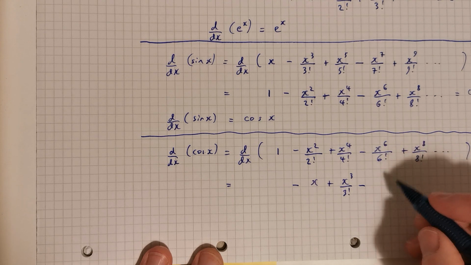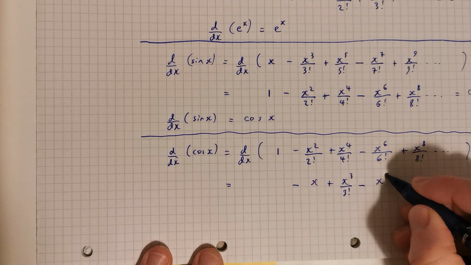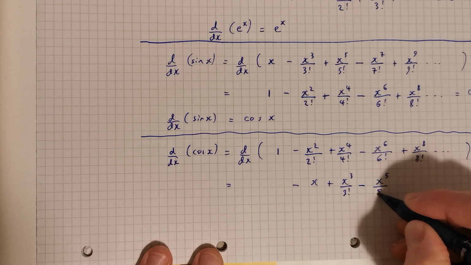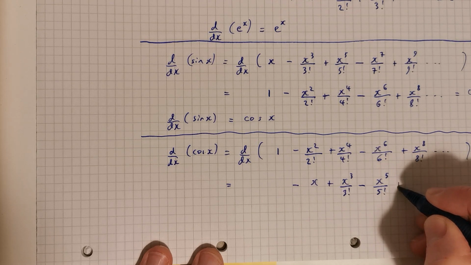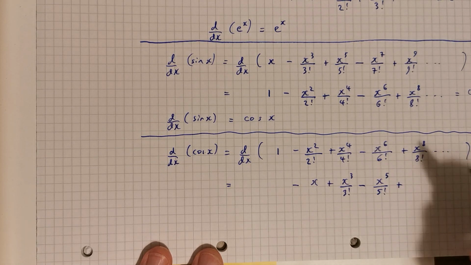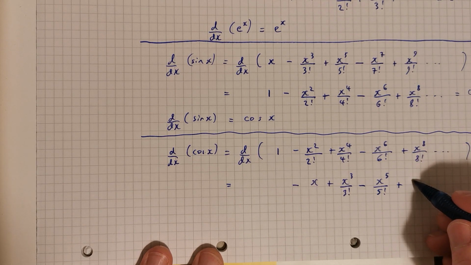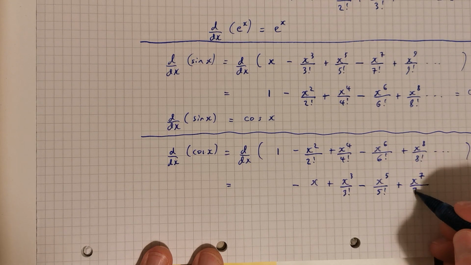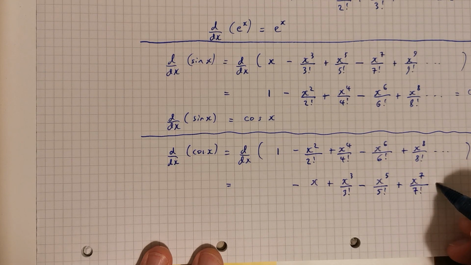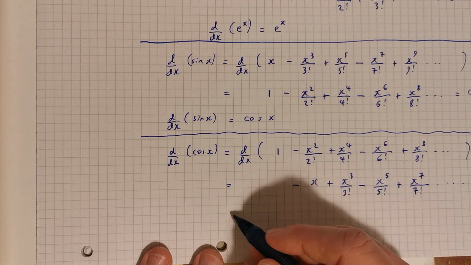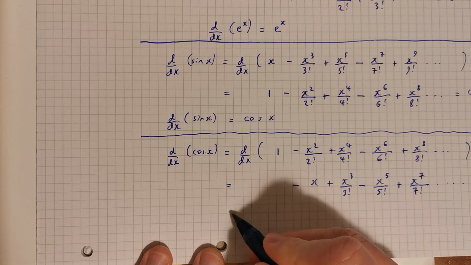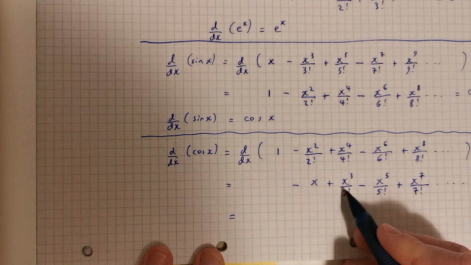Take the derivative of the next term. We get x to the power of 5 over 5 factorial. And again, just applying our rule that we developed at the start of class, x to the power of some number over that number factorial, decrease the exponent by 1, x to the power of 7, and decrease the factorial by 1, 7 factorial. And that goes on forever and ever. Now, let's just think about this. It's negative x plus x cubed.